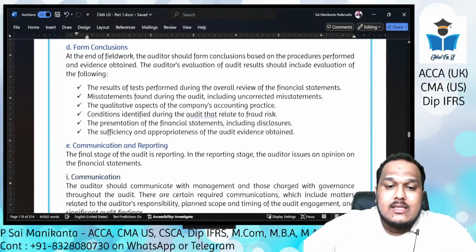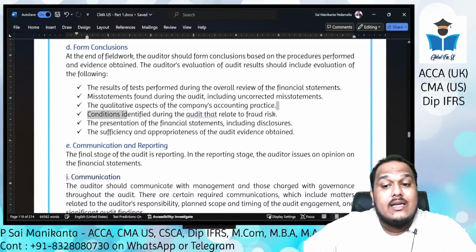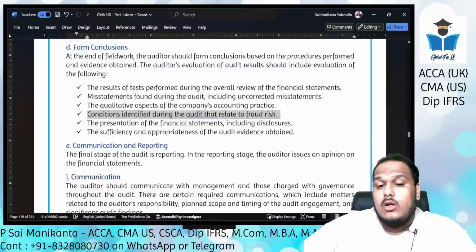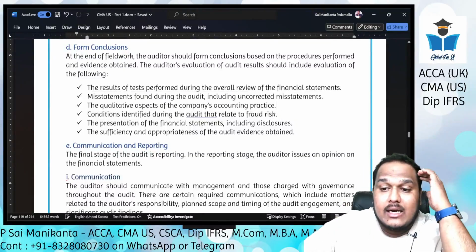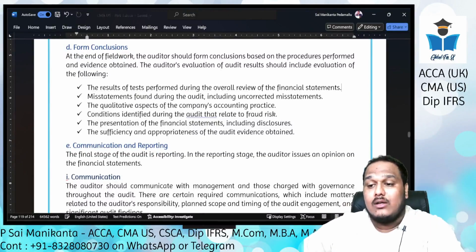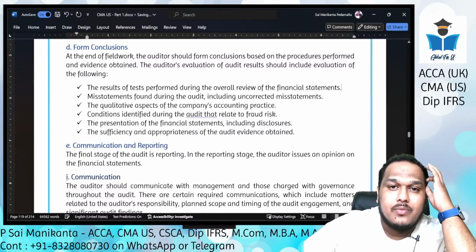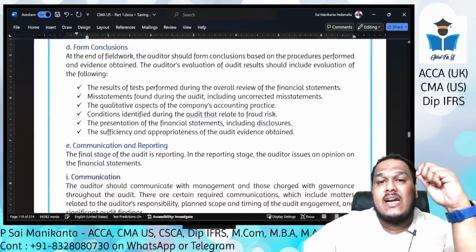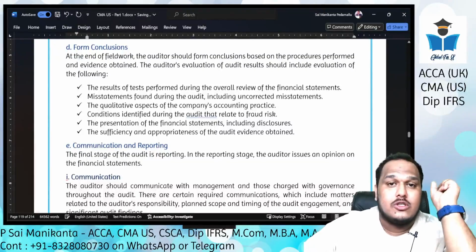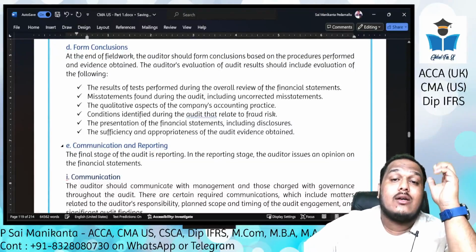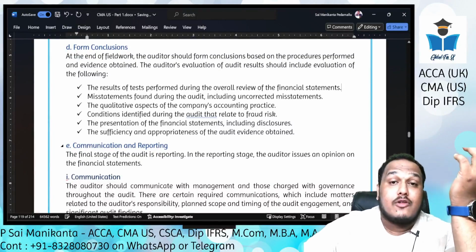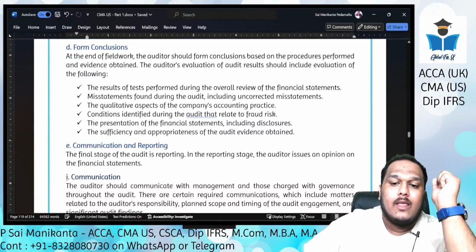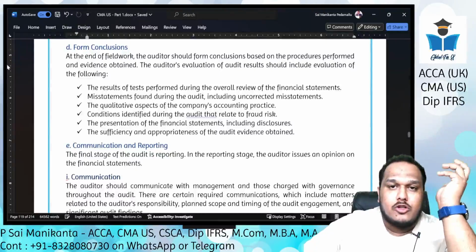Okay. Next, conditions identified during the audit that relate to fraud or the risk of fraud. So during your audit, did you come across any situations indicating that there is some fraud happening inside the company? If yes, that means it is a red flag for you. You have to perform additional procedures to make sure that if at all a fraud happened, it is identified by the auditor. So risk of fraud should be considered.